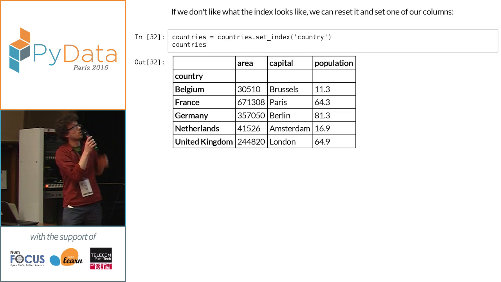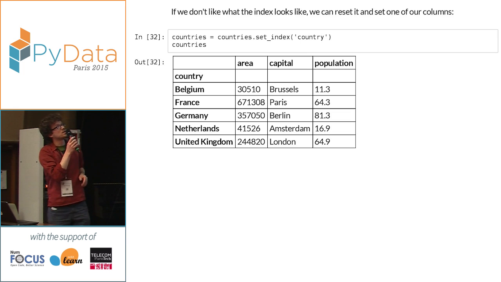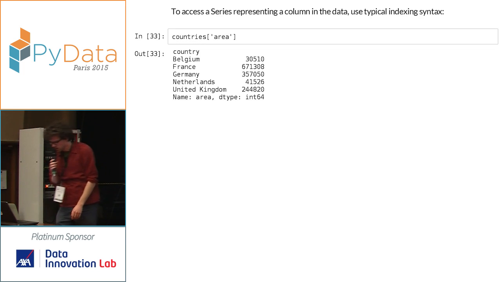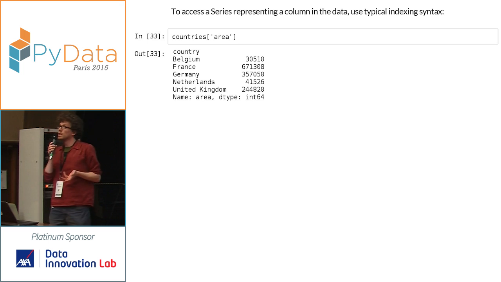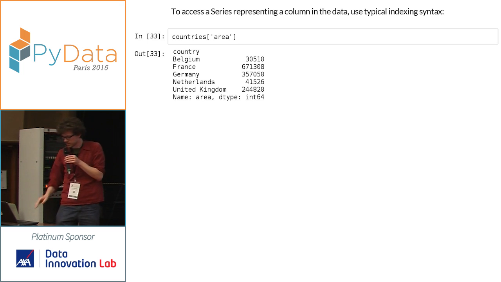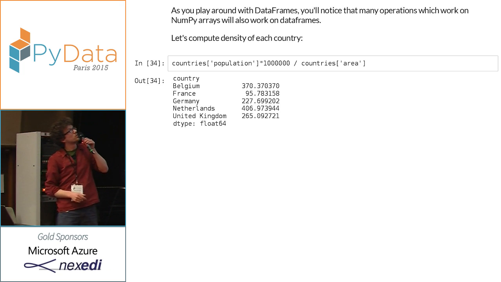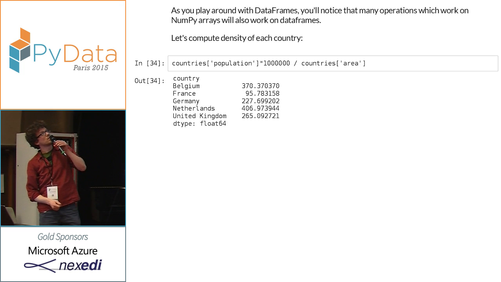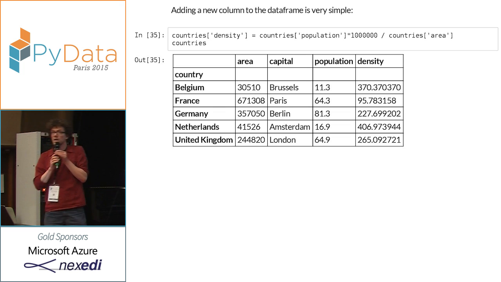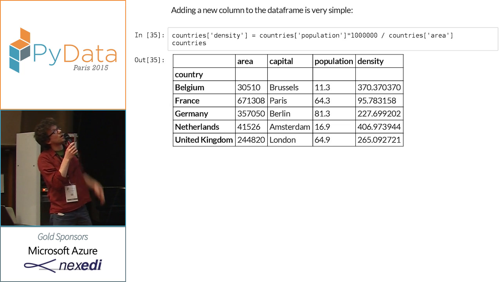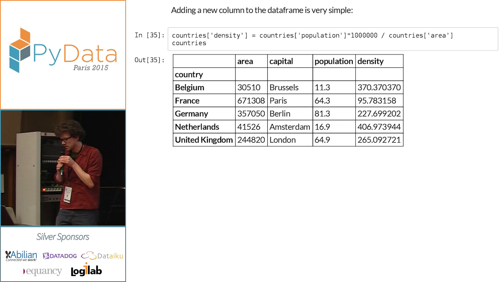For example, I want the countries as my index. You can easily set one of the columns as the index. You can also access one of the columns in your data frame. That will give you a series. You can easily do calculations with those columns. For example, take here the population divided by the area to have the density of the countries, and adding a new column is just assigning to a new label, and then you have a new column added to the data frame.